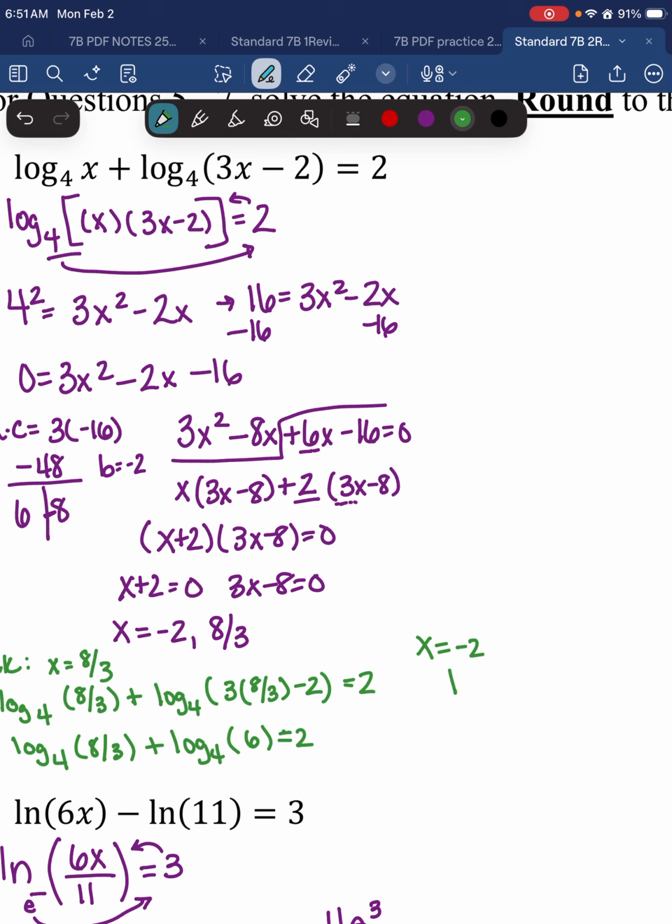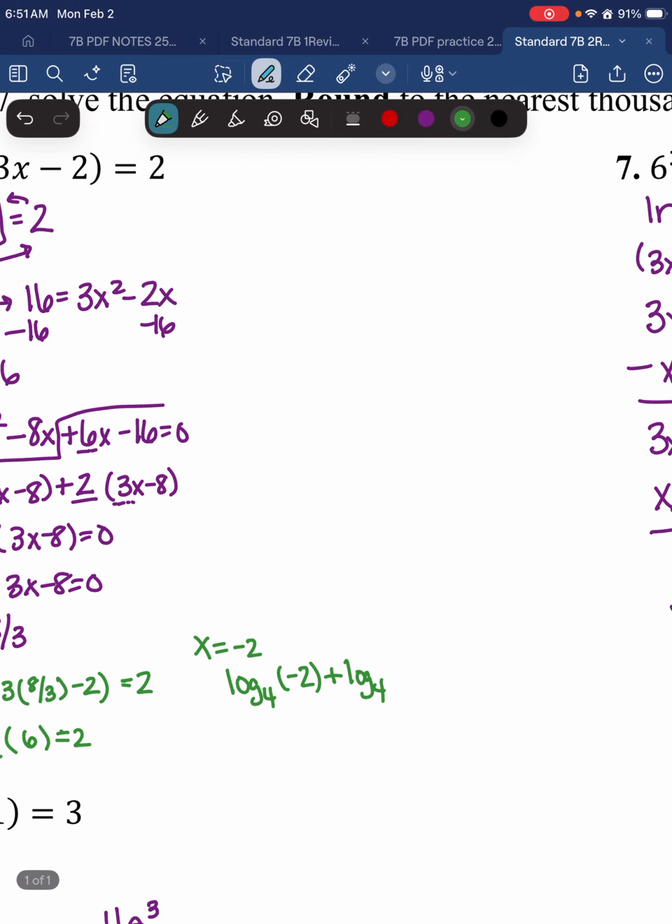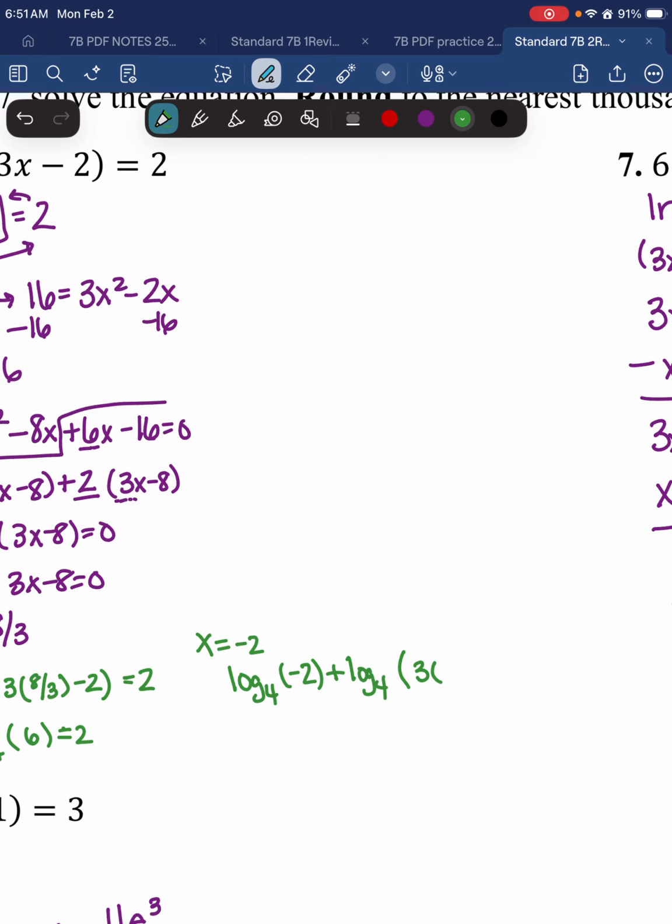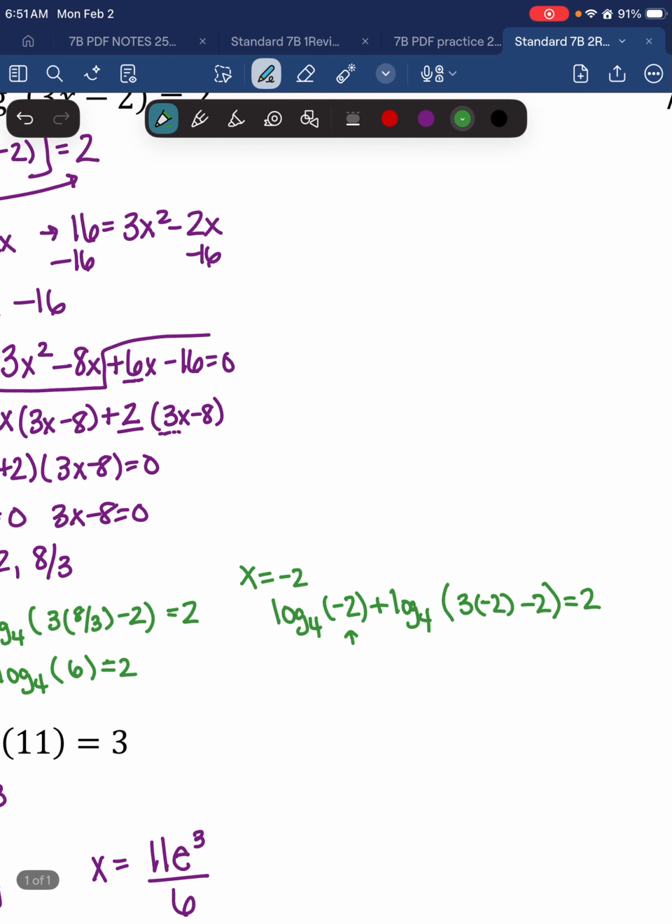So same thing, I'm going to go log 4 of negative 2 plus log 4 of 3 times negative 2 minus 2 equals 2. Right off the bat, that's the log of a negative number, so that's a bad thing. But I still want to double check that my math is correct. So I'm going to go log 4 of negative 2 plus log 4 of negative 8 equals 2. Both those are negative numbers.